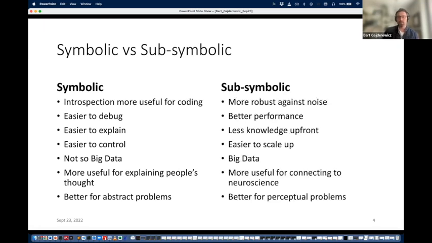Now, what about sub-symbolic models? They're much more robust against noise. They generally, at least nowadays, have better performance than symbolic methods. There's less knowledge up front. So while symbolic models require experts to come in and provide knowledge into the system, you don't need as much of that knowledge up front in sub-symbolic models, right? All that information really comes from the data itself.